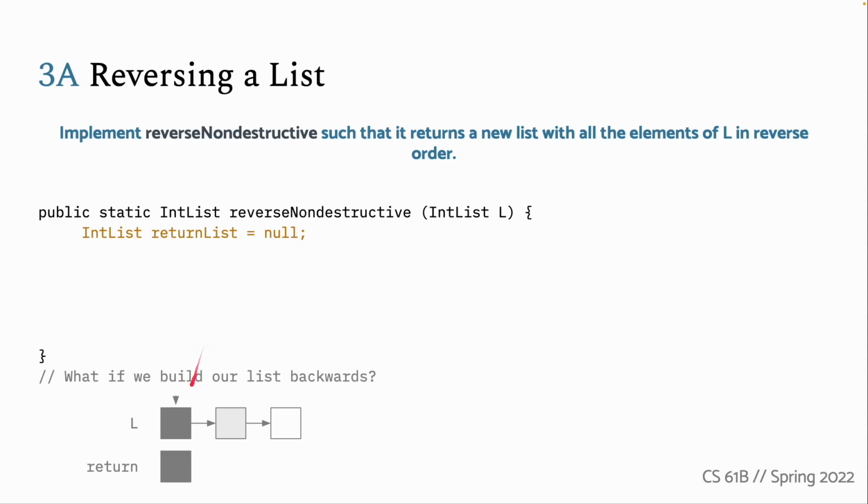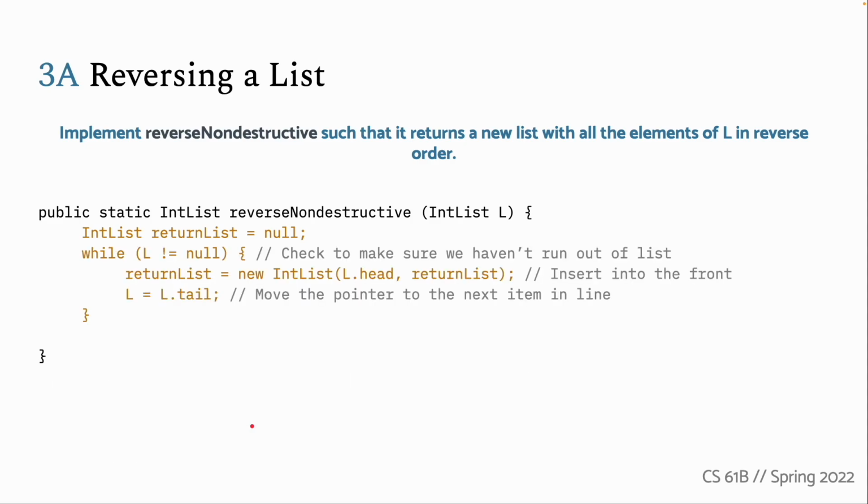So the idea here is that our pointer starts at the beginning of the list, and we copy that element over into our return list. And then when we move that pointer down, instead of inserting the element in the back of the list, we'll insert it in the front. And by doing that, we'll build our list backwards. We don't have to go through the entire example. We can just talk about how that translates into code.